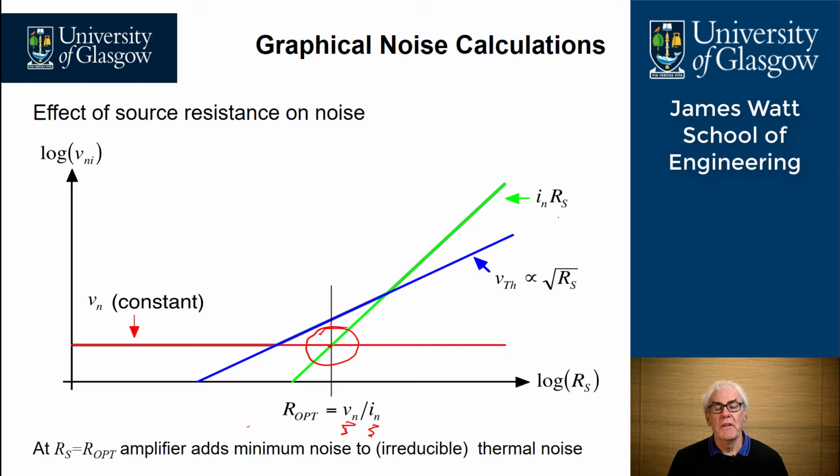At this point, the amplifier will add the minimum noise to the signal when Rs, the source resistance, is equal to the optimum resistance for feeding the amplifier. This is the lowest noise you can possibly design for from a given amplifier. That's not to say that all amplifiers have the same noise. Each amplifier will have a different optimum source resistance point, but for a given amplifier, the best performance will be gained when the voltage noise divided by the current noise defines the source resistance.